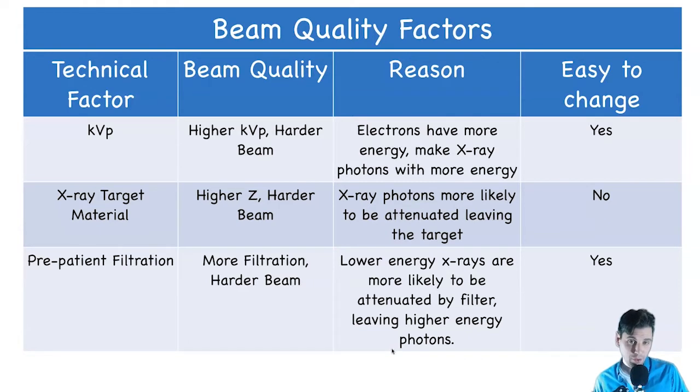Additionally, pre-patient filtration. This is also a big one that you do often have control over, is the ability to insert pre-patient filtration. So this does lead to a harder beam when you have filtration in the beam itself, leads to a higher energy beam because those lower energy photons are preferentially attenuated by that pre-patient filter. So for instance, on a lot of systems, you can think of a thin sheet of metal that's being inserted, and that is attenuating those lower energy photons more than the higher energy photons.